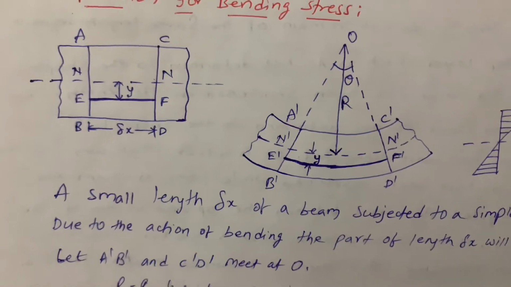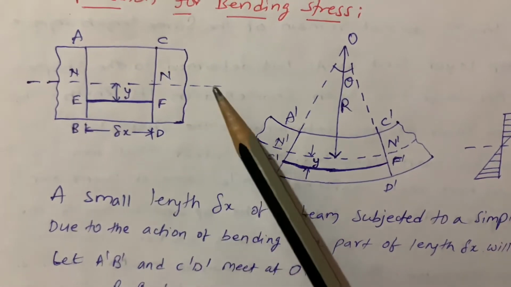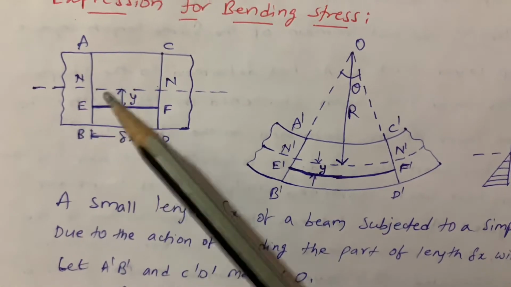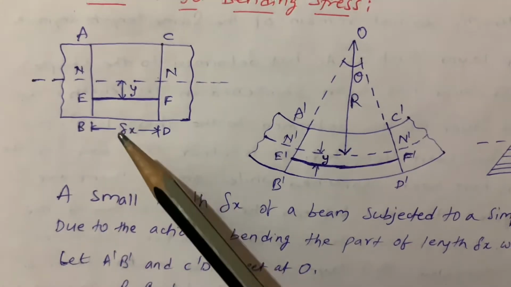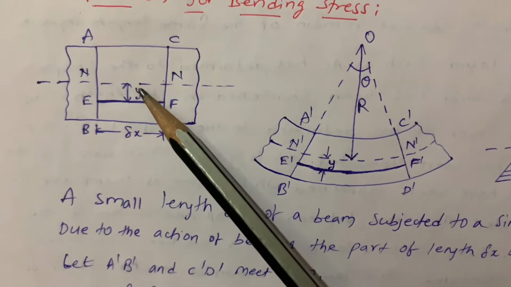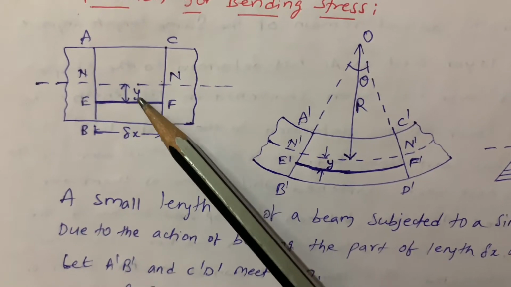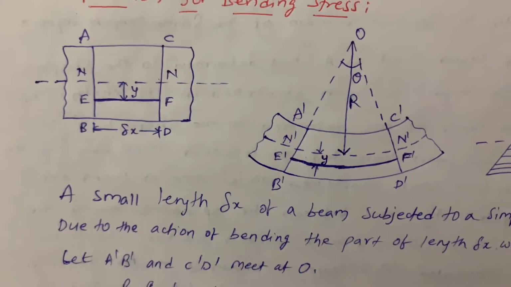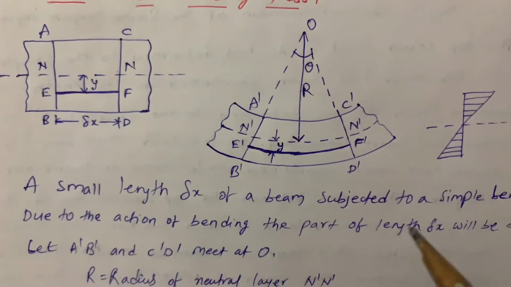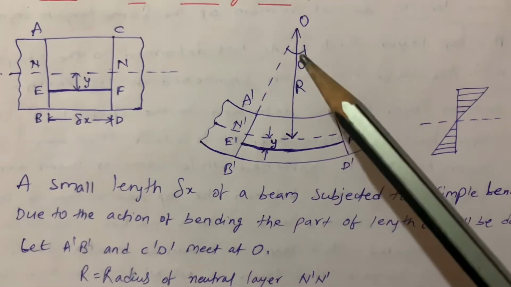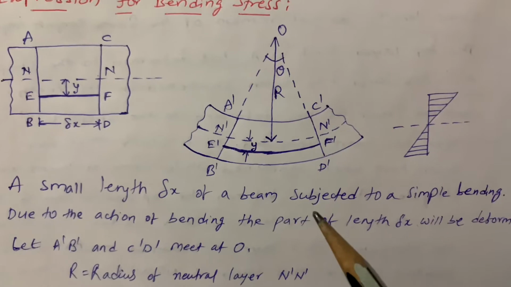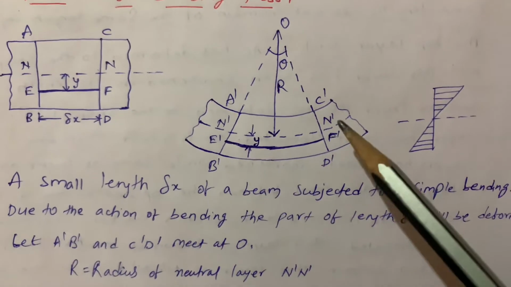Have you seen this? This is a beam and this is the neutral axis NN, and AB and CD. I'm taking a section, and delta x is the distance of this equilibrium. I'm considering a small strip from the neutral axis at distance y. A small length delta x of the beam is subjected to simple bending. Due to the action of this bending, this delta x will deform, nothing but a little bit of expansion.